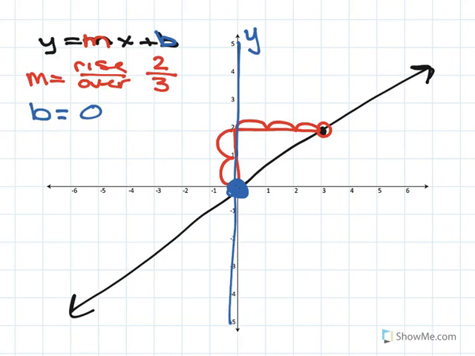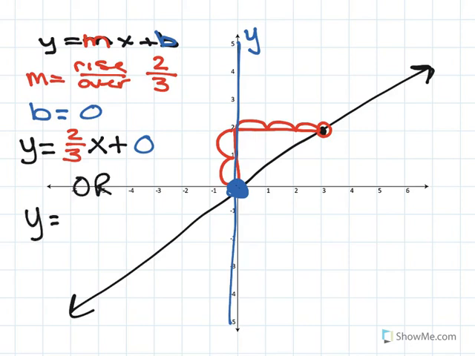So when I write the equation, it's going to be y equals our m, 2 over 3, x, plus our b, which is 0. Or you can just write y equals 2 over 3 x. You can take the 0 part out because adding 0 doesn't change anything. It means the same thing. Both answers would be correct.